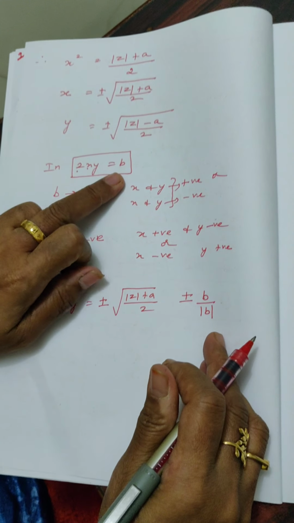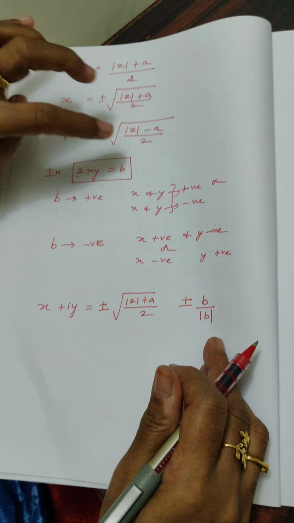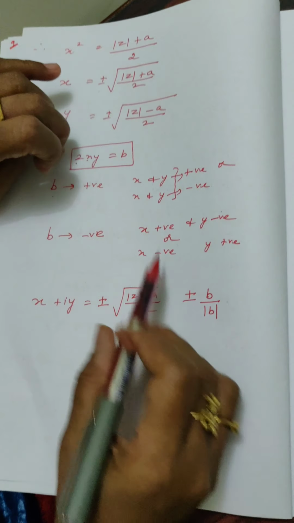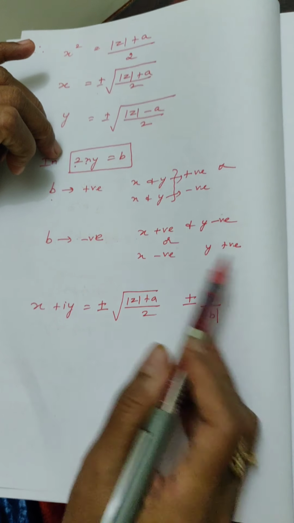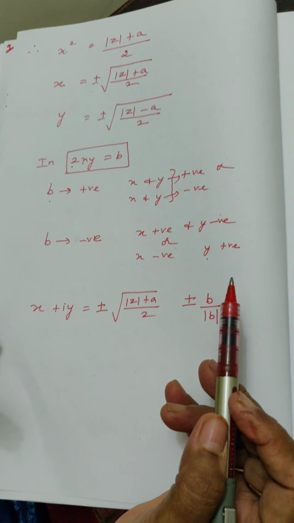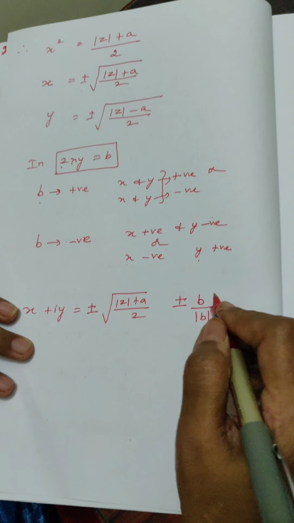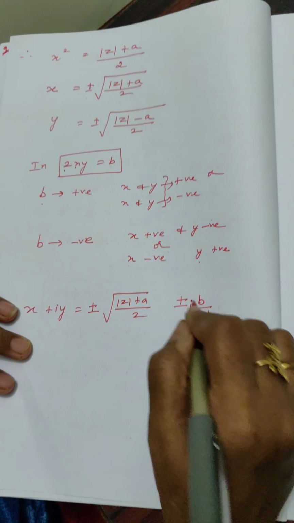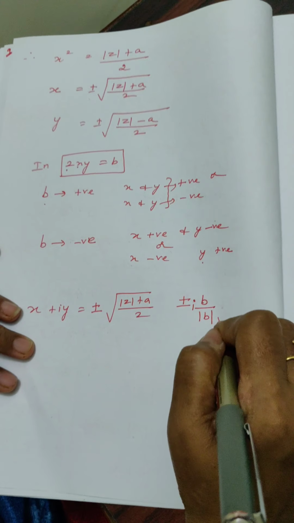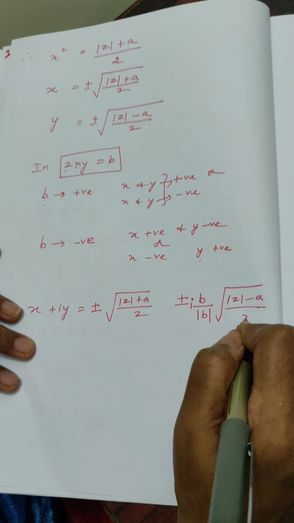So if b is positive, both x and y positive, or x and y negative. If b is negative, you have to consider x positive and y negative, and x negative and y positive. In this way we are getting two roots. Here also in this way we are getting two roots. So plus or minus i into b by modulus of b root of modulus of z minus a by 2.